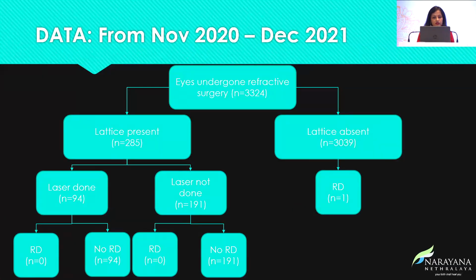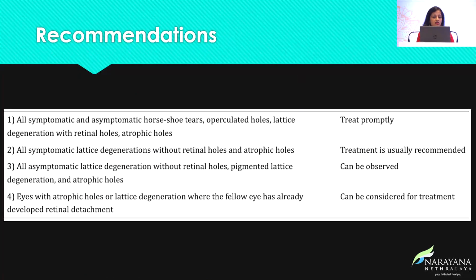So should we treat all patients? No, let me show you why. We collected some data of patients undergoing refractive surgery, more than 3,000 of these patients. Lattices were seen only in about 285, most of them did not have. And even though they did not have, one patient still developed a retinal detachment, if you can see from those numbers. But out of those who had lattice degeneration, 94 of them underwent laser. We did not have any RD in those who were lasered, and we did not have any RD in the others either. So we did not have RD even in patients with lattice who were treated or not treated. That's the important thing here. Though we are doing it to prevent, it is not necessary that all of them mandatorily need to undergo barrage lasers.